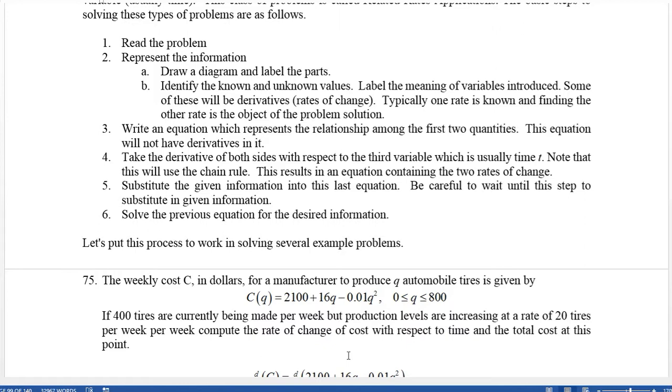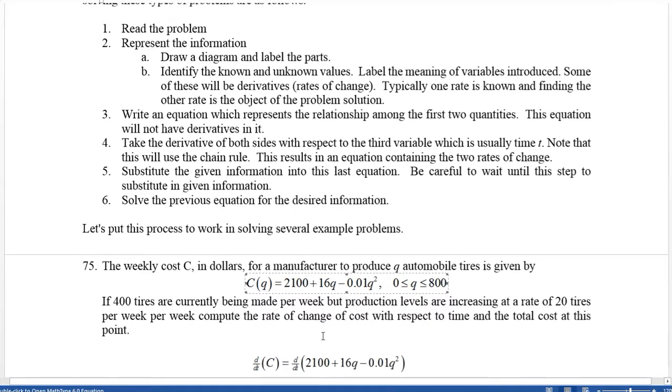So if 400 tires are currently being made per week, but production levels are increasing at a rate of 20 tires per week, compute the rate of change of cost with respect to time and the total cost at this point. Well, they've already done a lot of the work for us by giving us this equation that involves both C and Q.